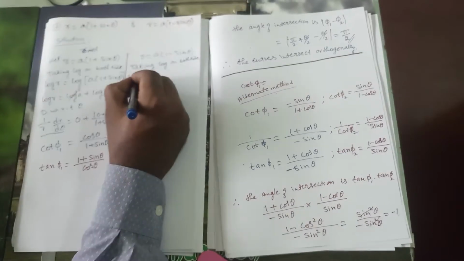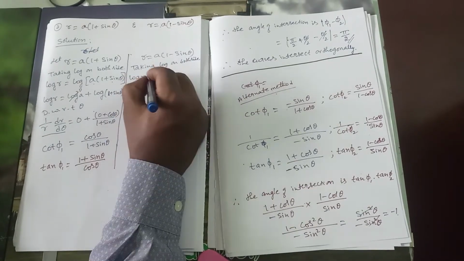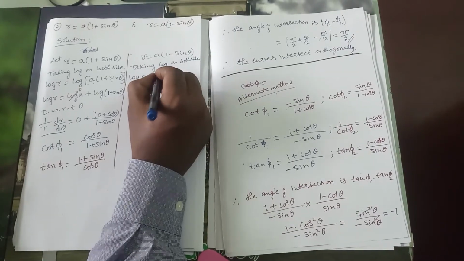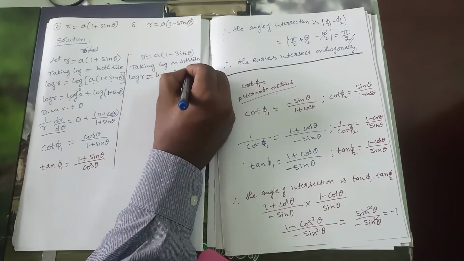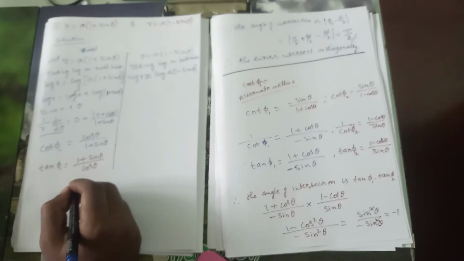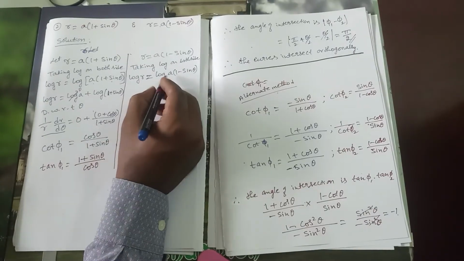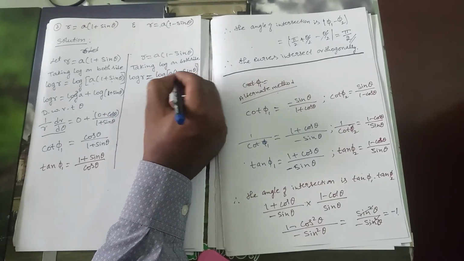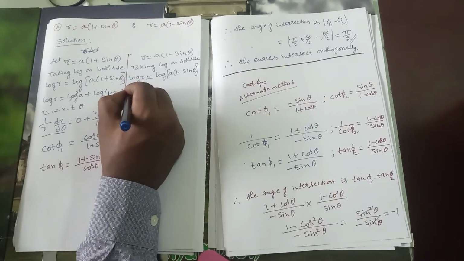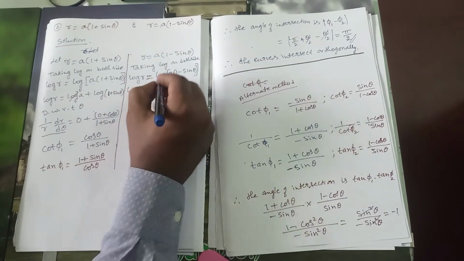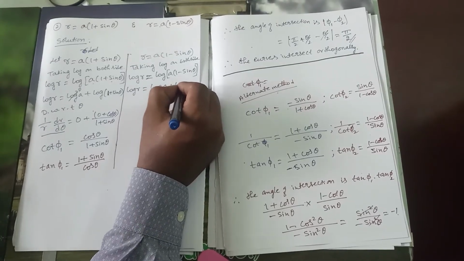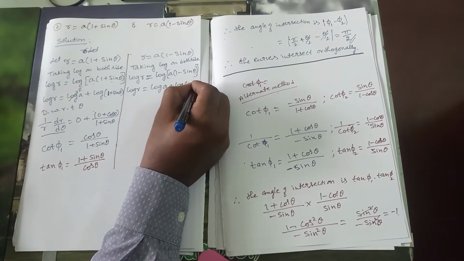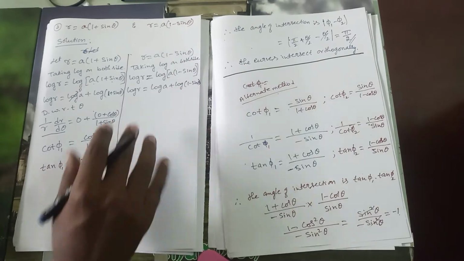So what do you get here? log r equals log of a into 1 minus sin theta. So here apply the log a into b formula. So what do you get? log r equals log a plus log of 1 minus sin theta.